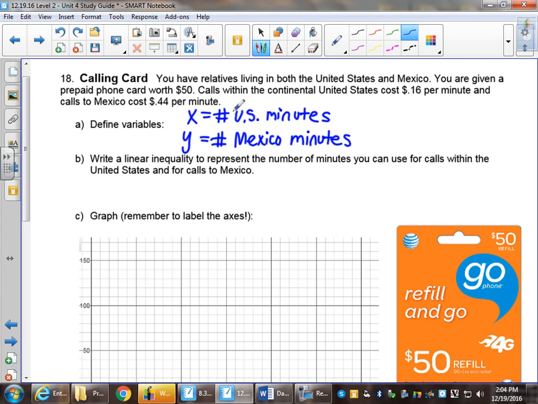So let's see. U.S. minutes are 16 cents per minute. So 0.16x plus 0.44y, because it's 44 cents per Mexico minute. Your card is $50. So reason on this. Can you spend more than the card or up till that amount? Right up till that. So less than or equal to 50. As soon as you hit that $50 mark, you're done.